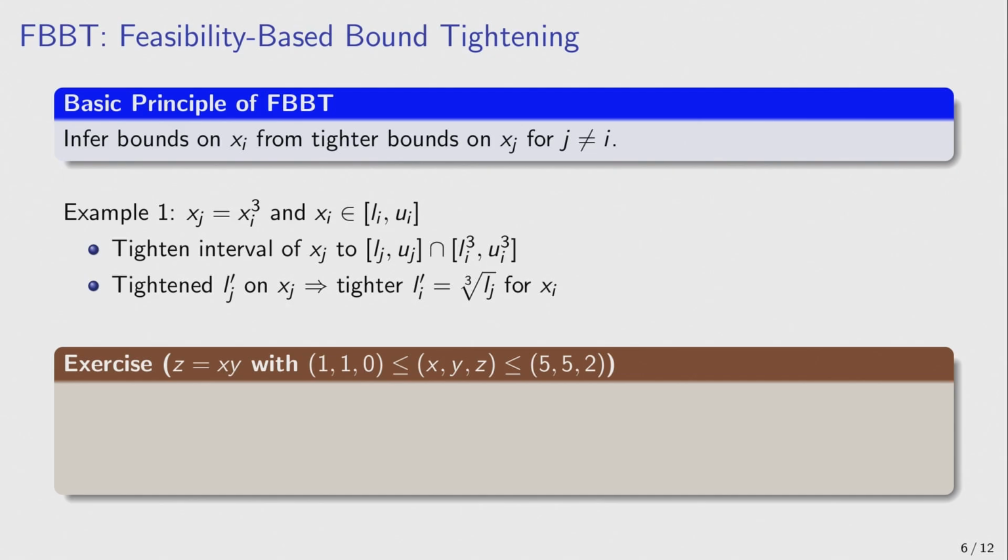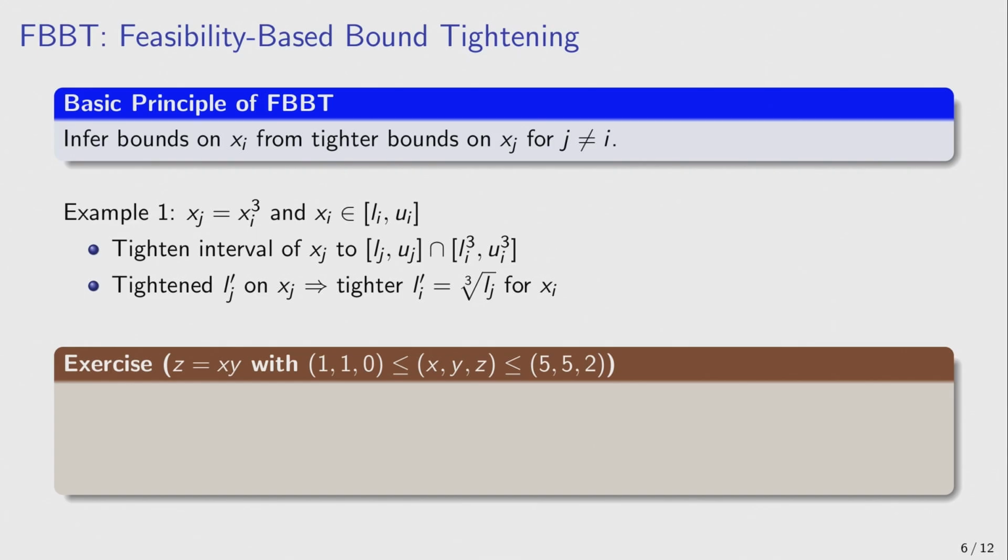And at the same time, I can go the other way around. I can also start at xj. If I've now tightened the bound on xj, maybe I can get a tighter bound on xi by observing that I can invert this operation. So I can go from xj to xi by taking a cubic root and just safeguarding it in the right way.